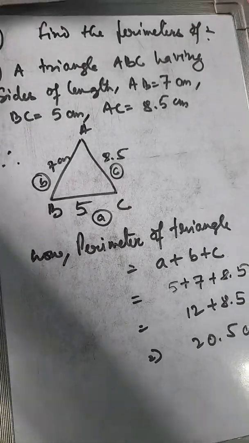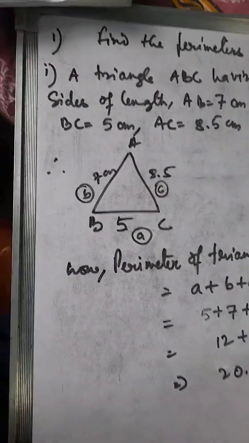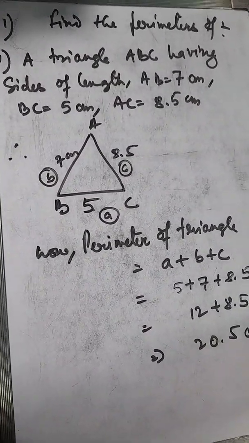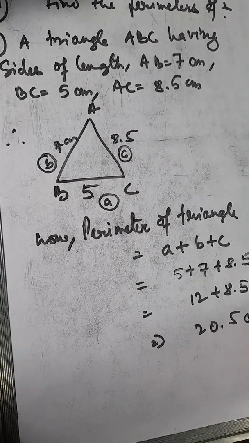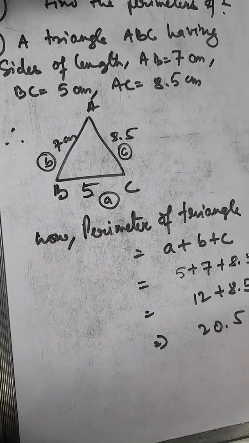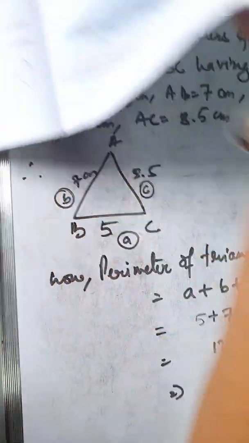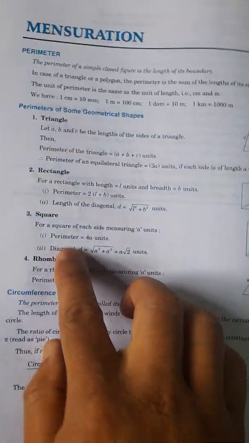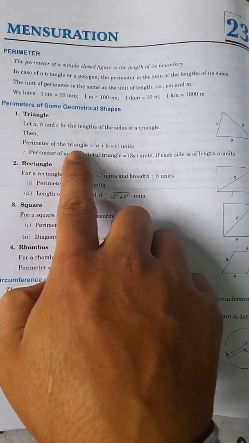Children, we are going to learn about mensuration today. In this mensuration chapter, you're going to learn about the triangle, rectangle, square, and rhombus. Before starting the chapter, you can see in the book that some formulas are given here.